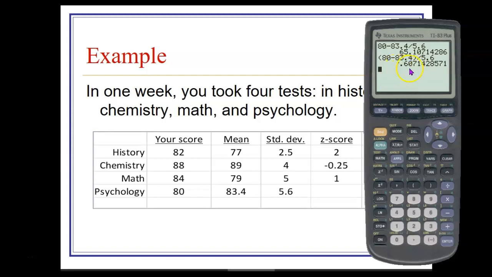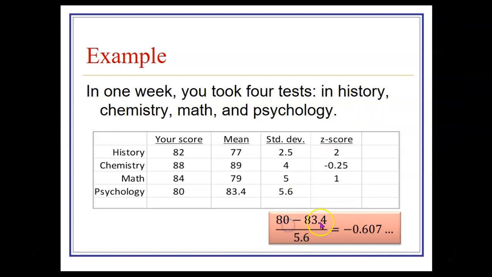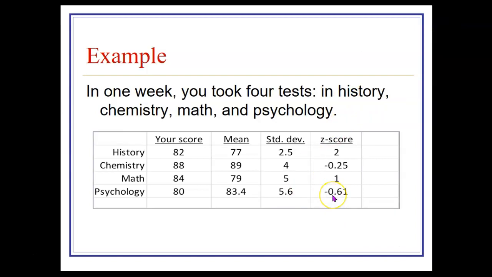Now for z-scores, we generally give those to 2 places after the decimal point. So always give your z-scores rounded to the nearest hundredth, to the nearest 2 places after the decimal point. So that means here we have a -0.60 with a 7, means this 0 rounds up to a 1. So rounded to the nearest hundredth, that's -0.61 for the z-score for the psychology test.